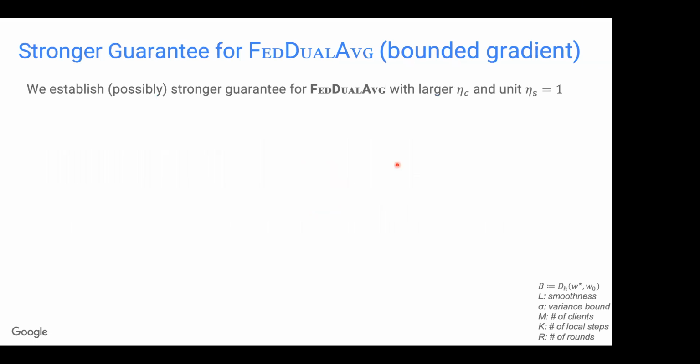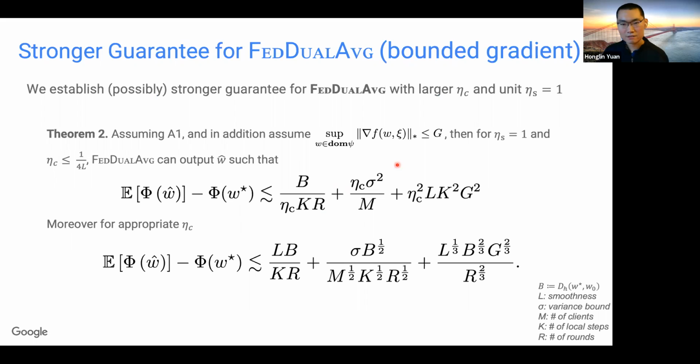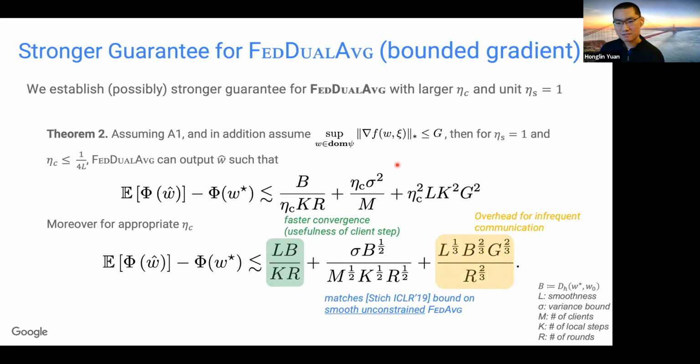Okay, thanks. I think we were at this slide where we show the convergence of Federated Dual Averaging with unit server learning rates. The result looks as follows. This matches the bound on smooth unconstrained Federated Averaging.